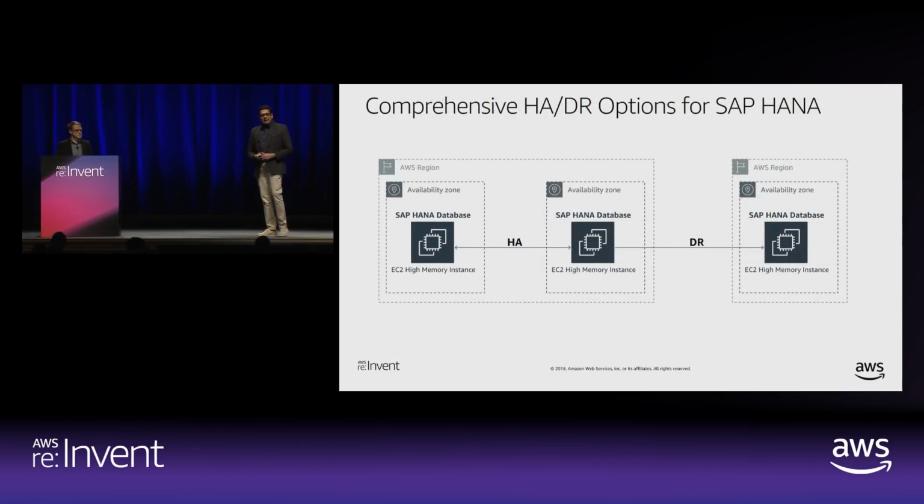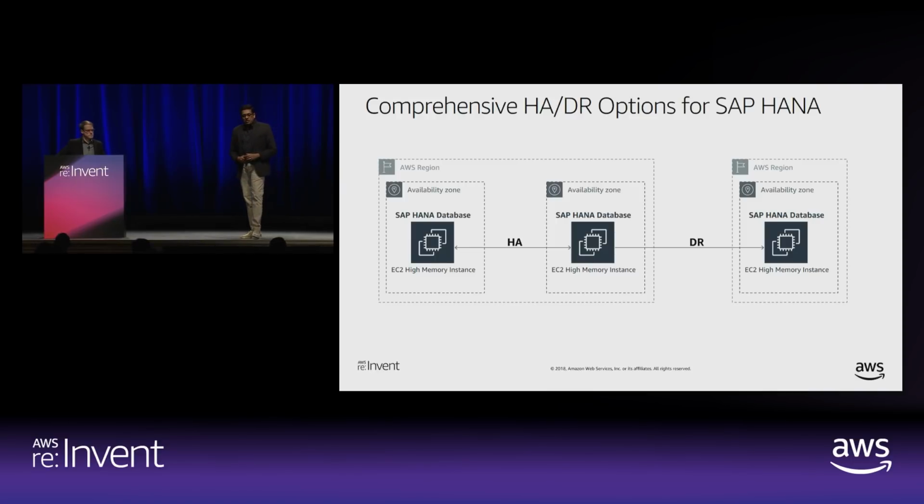One more thing, you continue to take advantage of the business continuity options that you get with the availability zone and region concept. So you can deploy things like HANA System Replication, HSR, and you can set up HA between two availability zones in a region, and you can also do disaster recovery across multiple regions.